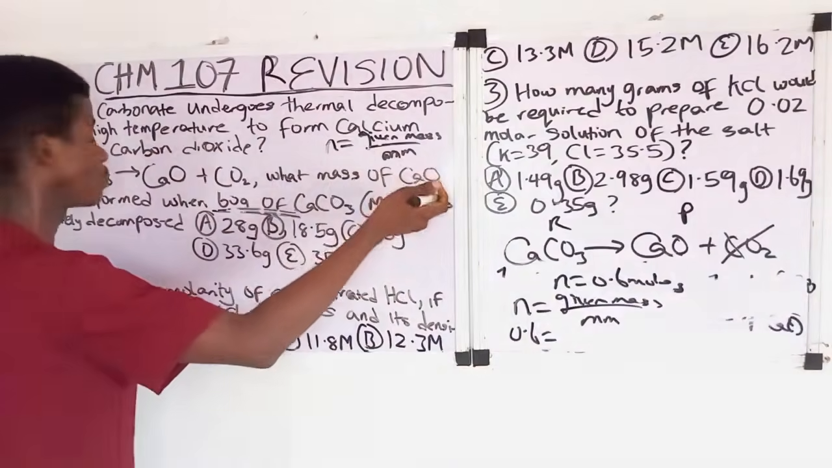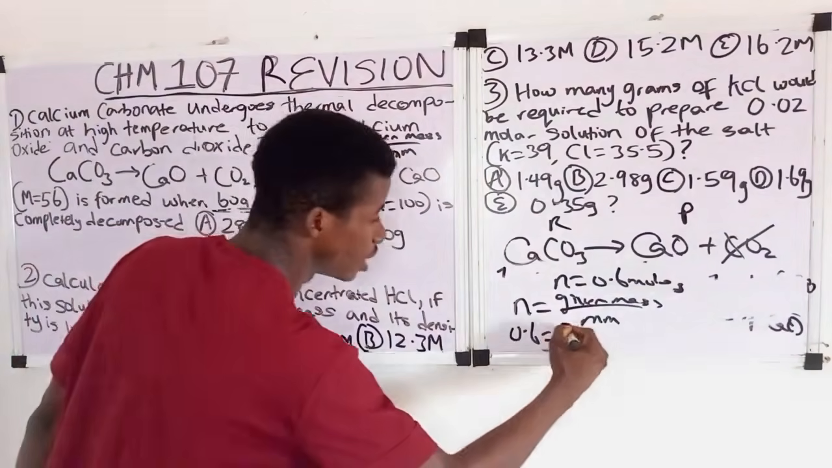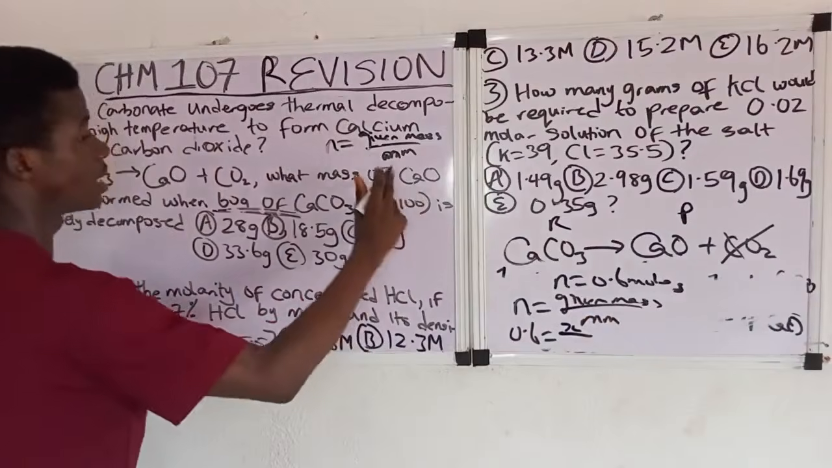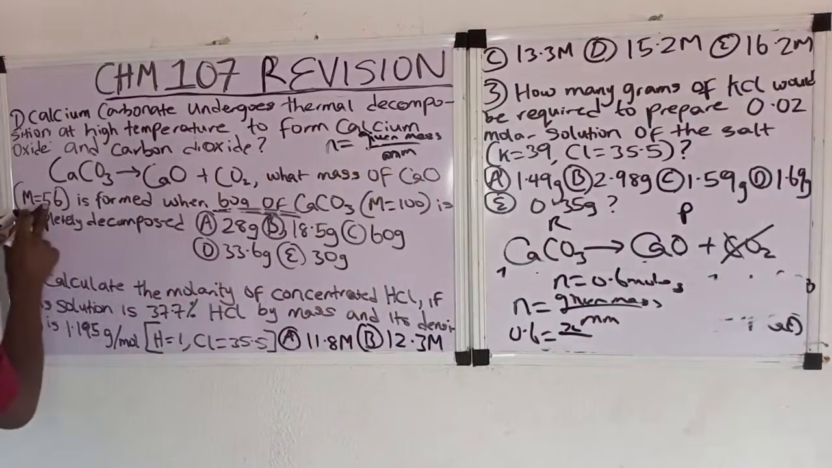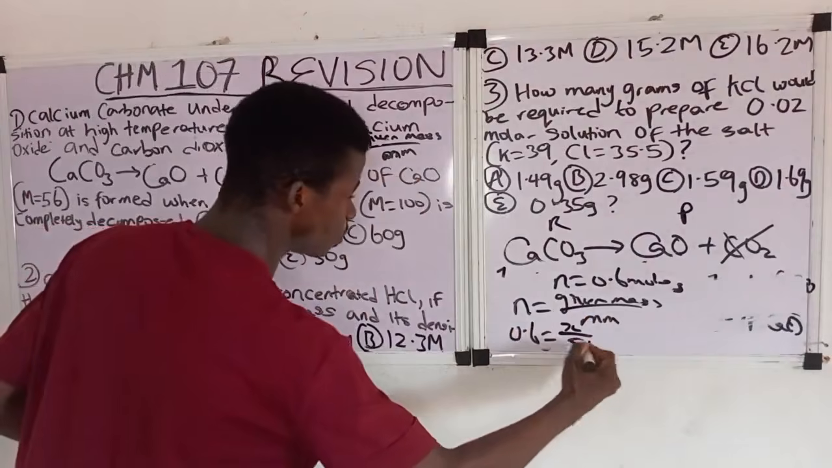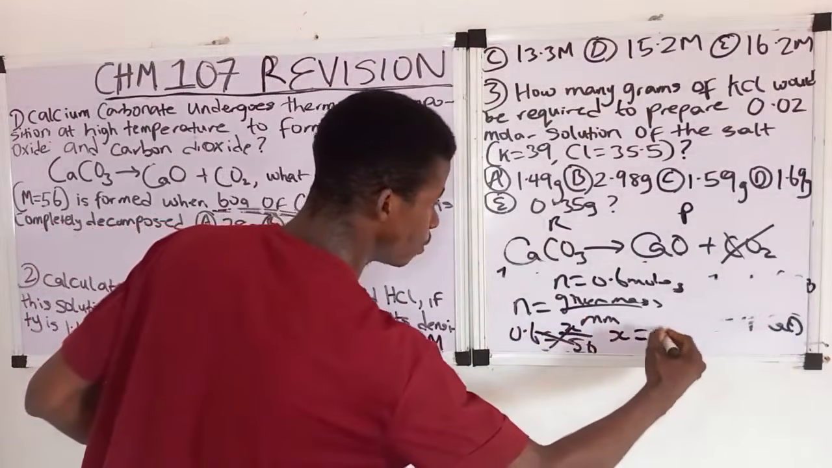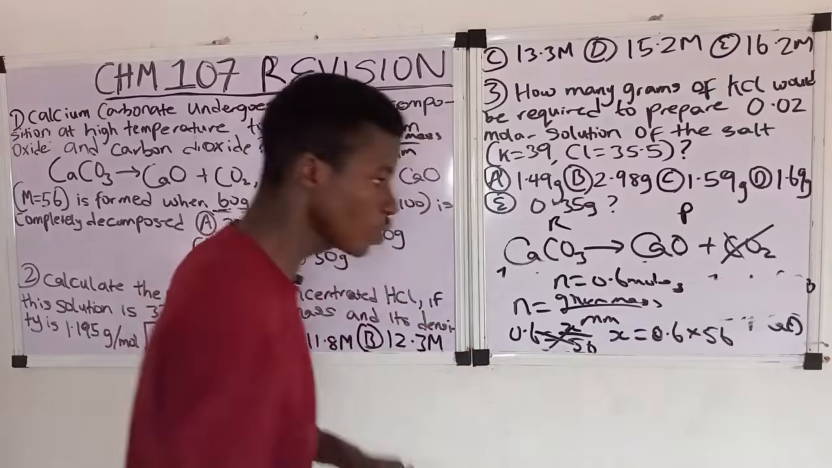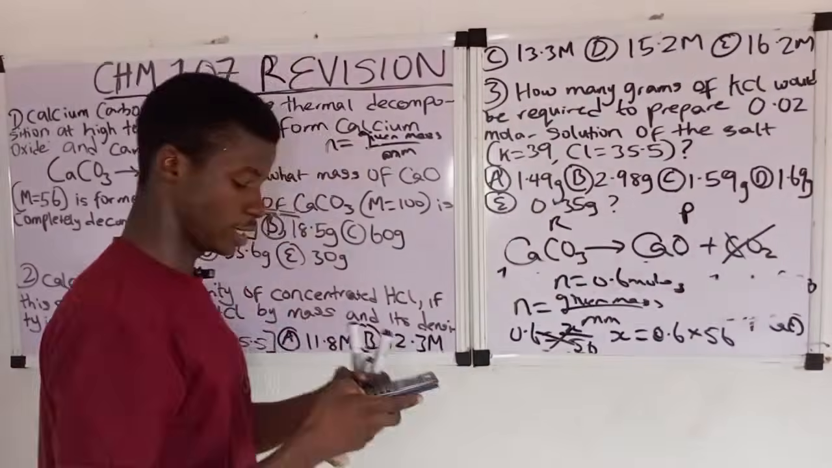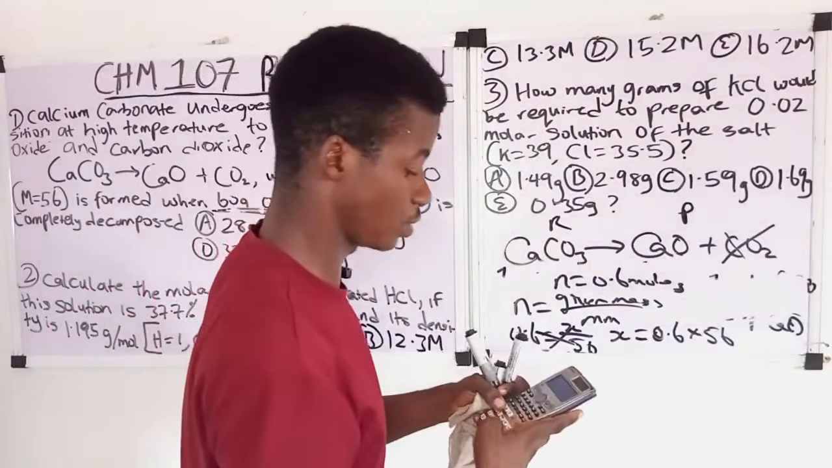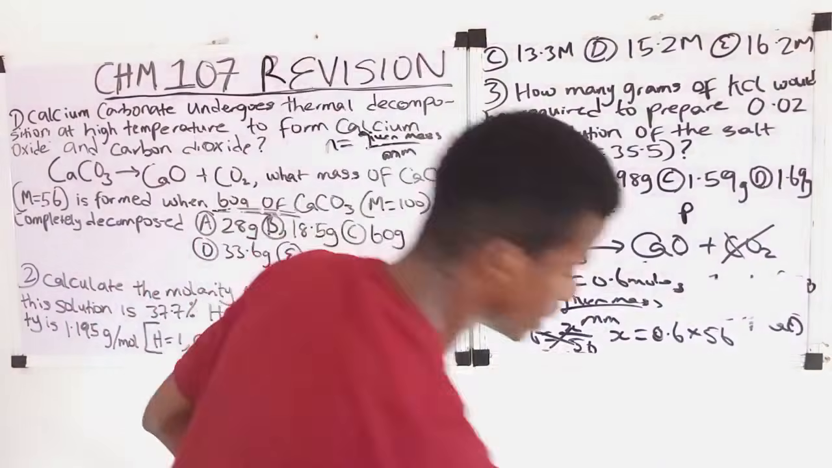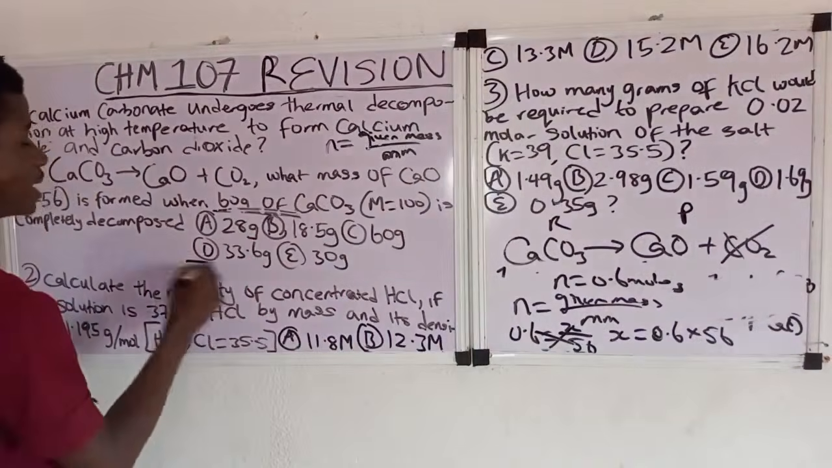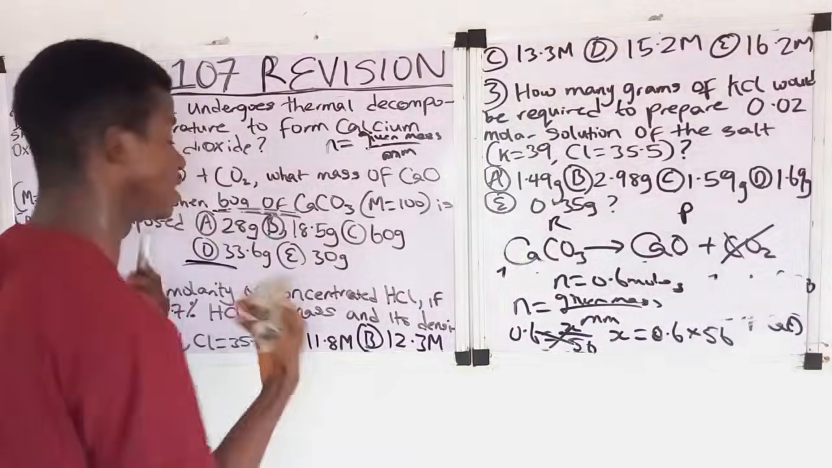So what mass of calcium oxide is formed? We don't know yet. It is divided by the molar mass of calcium oxide, which is 56. So if we cross multiply, x will equal 0.6 times 56, which gives us 33.6. Therefore, the answer is 33.6, which is D.